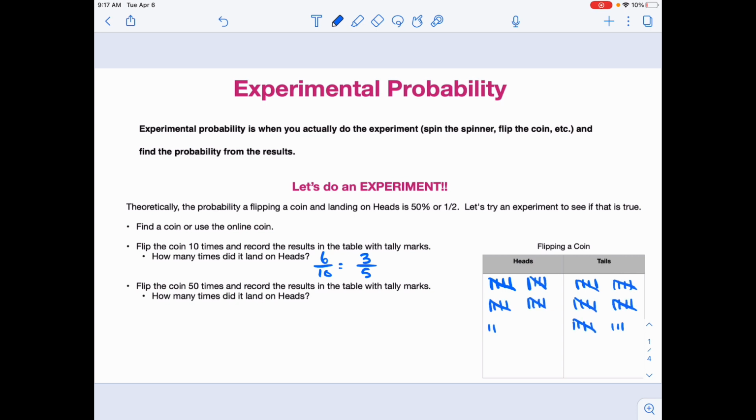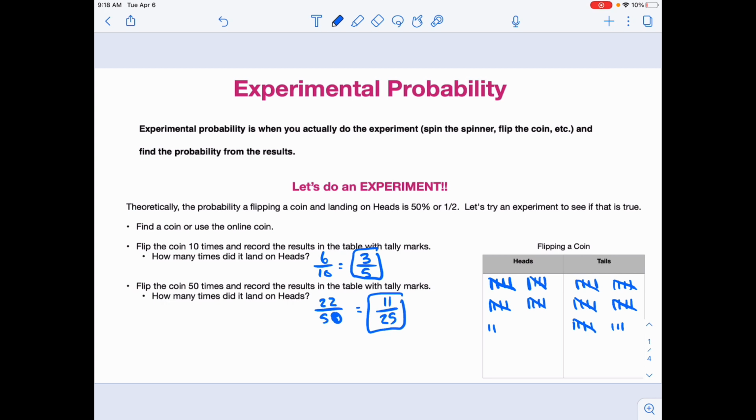Now that I flipped the coin 50 times, let's take a look at what happened. After 50 tries, I had 22 heads and 28 tails. So the probability of landing on heads is an 11 out of 25 chance. Yours is probably different. Some of you might have gotten 25 and 25, but experimentally, we didn't get half and half. Some of you might have, but not everybody. When we're talking about experimental probability, we're taking the results from an experiment and trying to come up with the probability that an event would happen.